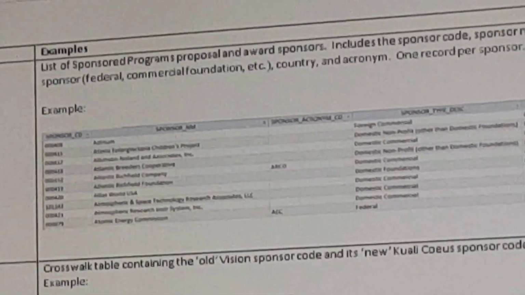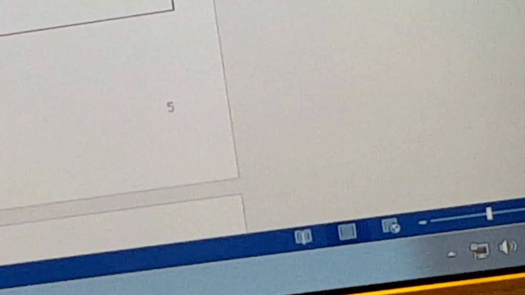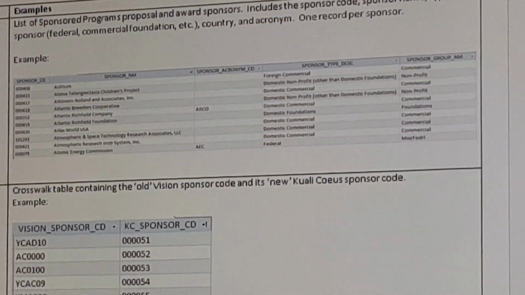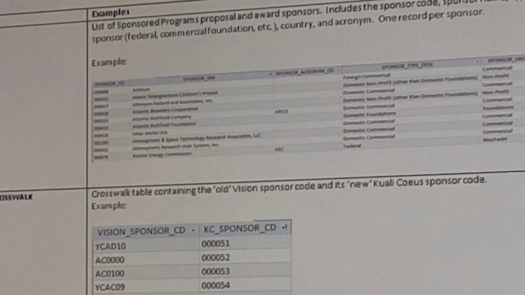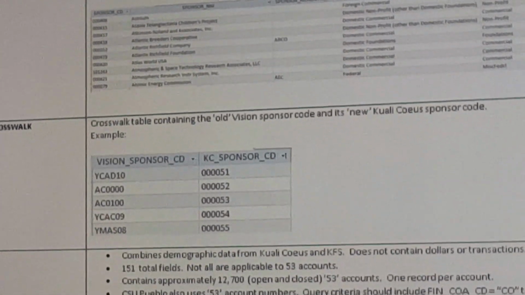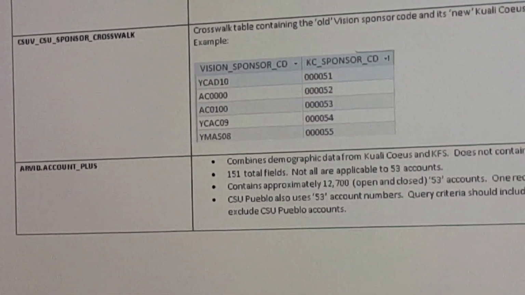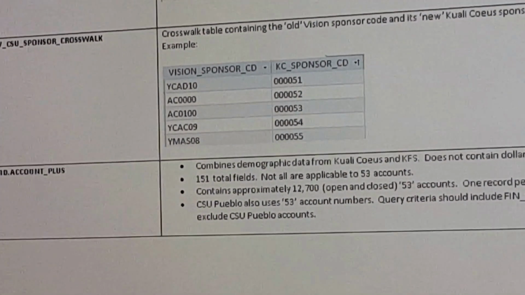And then we also group these sponsors, so it's just a handy way to look at all the different sponsors that we've done business with. You can link that to some of the other views if you need to. And then the crosswalk is a way that you can look to see what the old code was in our legacy system, called Vision, and what the new Quali-CODIUS sponsor code is.